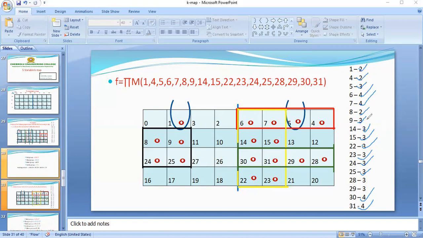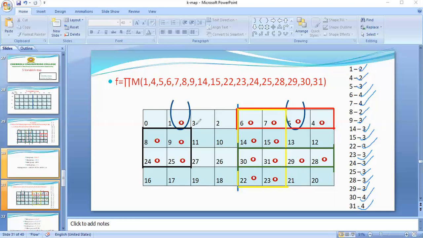After that, what we have to consider is 28. Where is 28? Here is 28. With this 28, can we group 16? Is there any possibility? No. With this 28, can we group 8? No. So with this 28, we can group only these 4 cells. What are those? 28, 29, 30, 31. So this is the actual procedure for grouping.